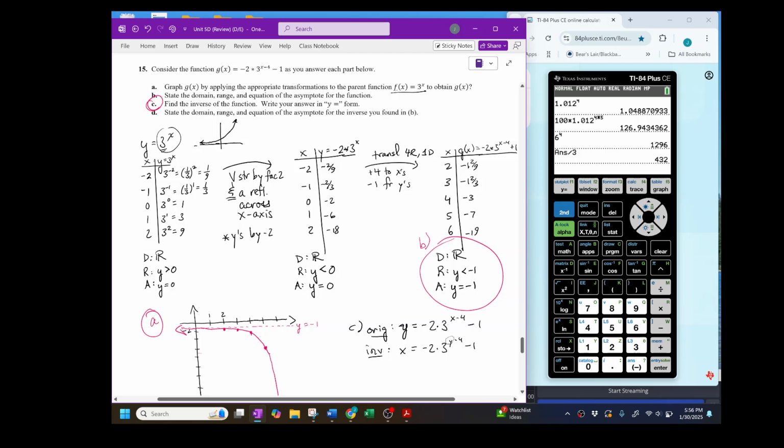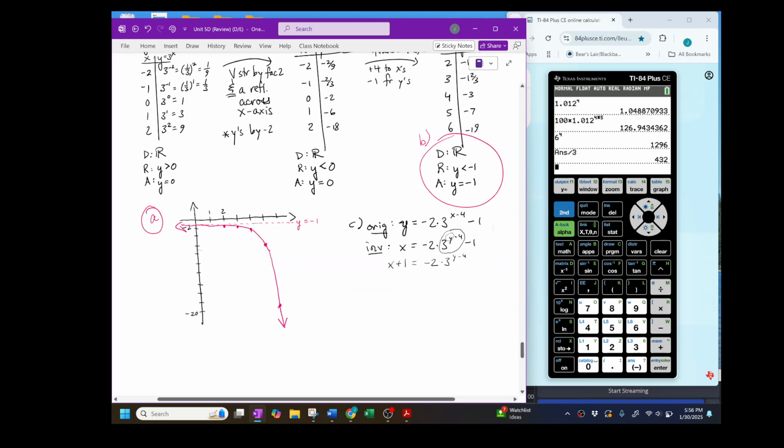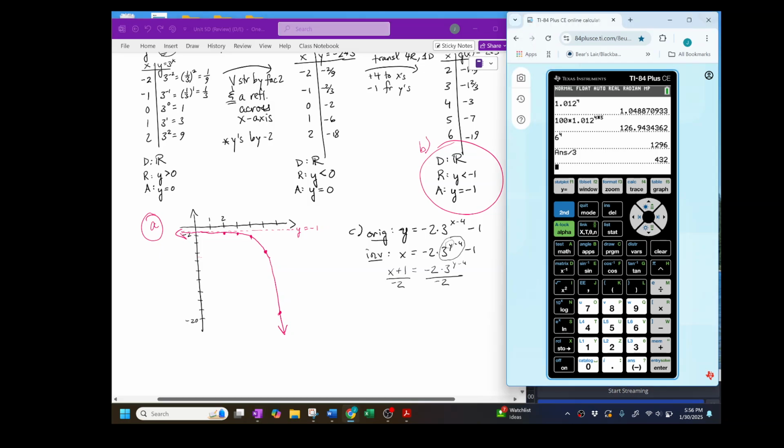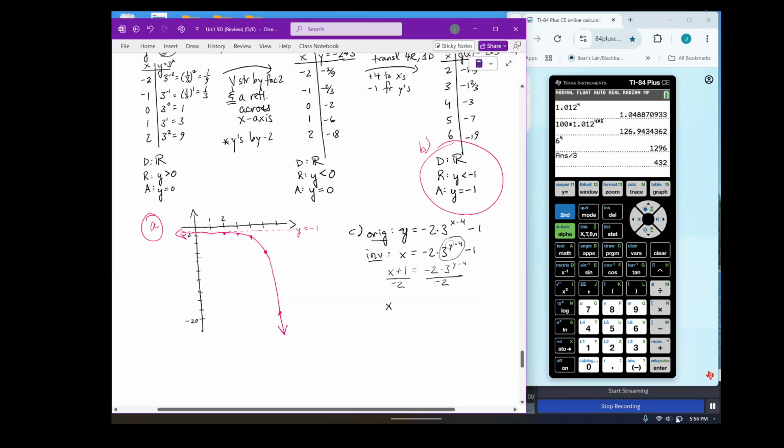So the first thing I'm going to do is try to isolate this term. So first I'll add 1 to both sides to get this. And then I'll divide both sides by -2. So then we get (x plus 1) over -2 equals 3 to the y minus 4. And at this point now, even though it might not look like it to you, it's in this form.